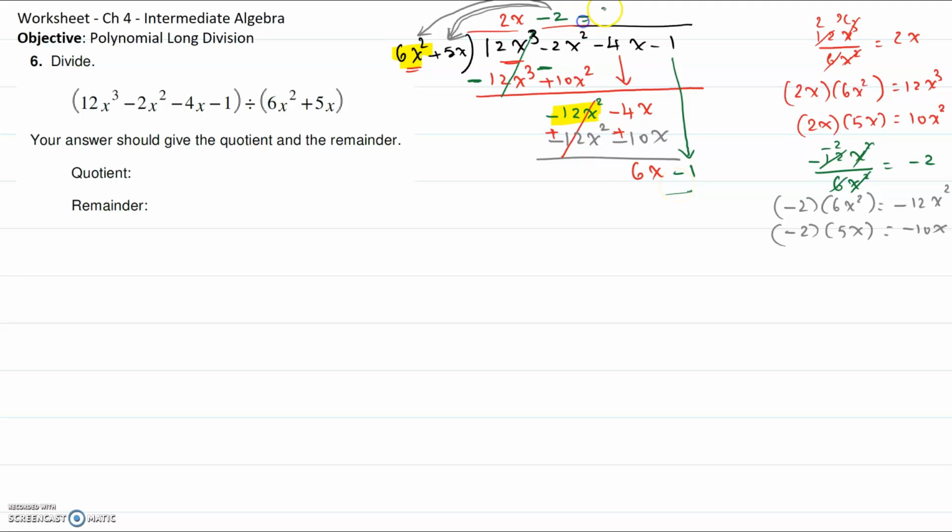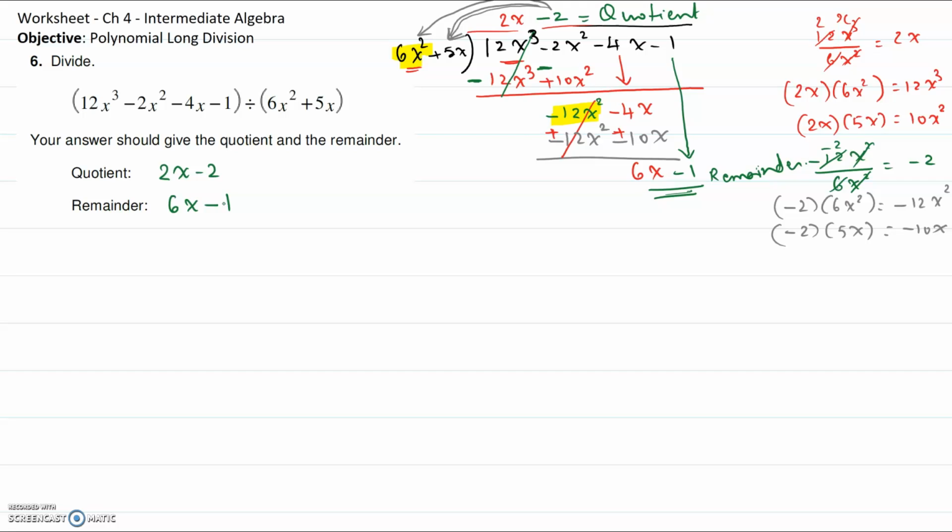The one that you have on top is called the quotient. The one that you have here is the remainder. So the quotient is 2x minus 2. The remainder is 6x minus 1.